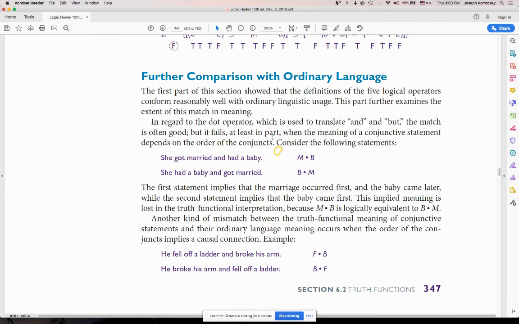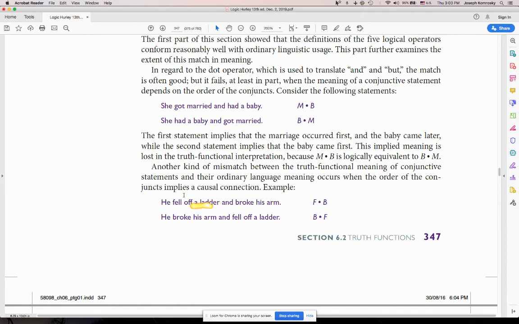Last little thingy. If we have a dot operator, it turns out the truth value of an M and a B, or a B and an M, it doesn't matter what order it's in, it's the same truth value. So she got married and had a baby, and she had a baby and got married. Those two statements about reality, as far as truth components, when you solve these, it's still the same. He fell off a ladder and broke his arm. Same thing as he broke his arm and fell off a ladder. If both are true, both are true. You can flip-flop.